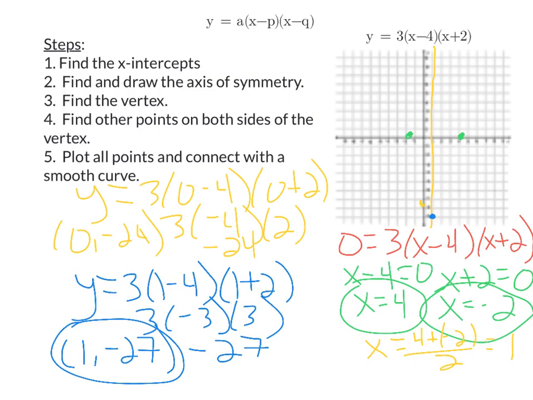Now since my parabola is symmetrical, or the same on both sides, I know that I also have a point directly across on the other side of the axis of symmetry at (2, -24). Now that I have several points, the only thing left to do is to connect them all to create my U-shaped graph, or parabola. Please take a moment to pause this video and record this example in your notes.